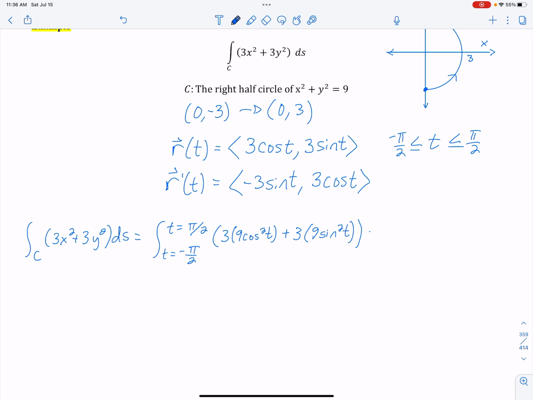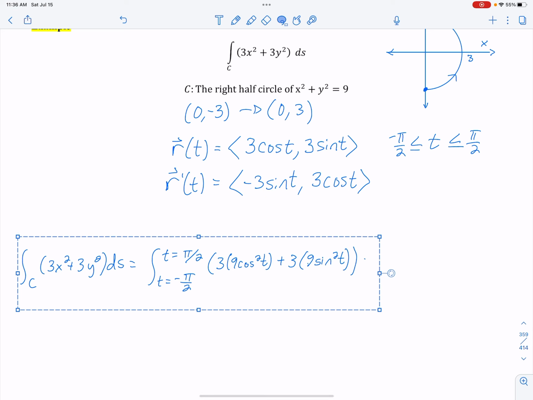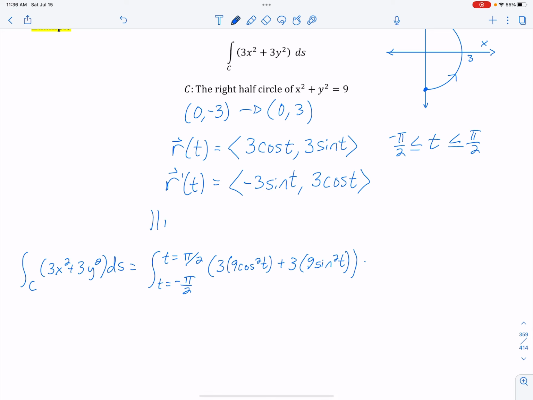times the, oh, we didn't do magnitude. Let me scoot this down. Let's do magnitude. You can see that this is going to work out. Sine squared, cosine squared. We're going to get a 3 squared, which is 9, but then we'll take the square root. We're going to get a 3. Follow that through if you need to.